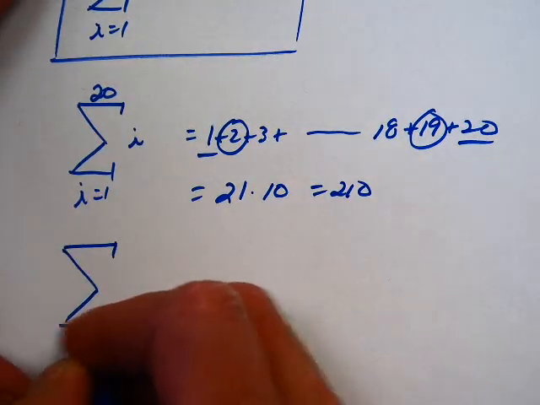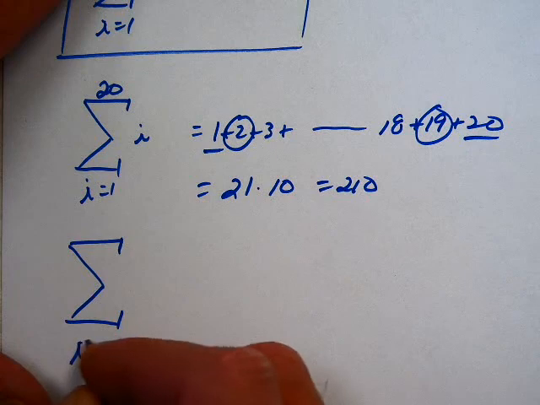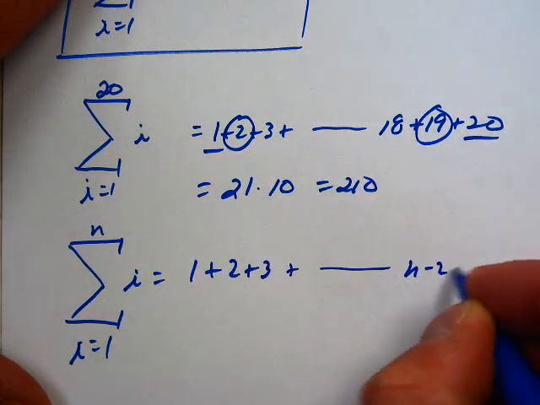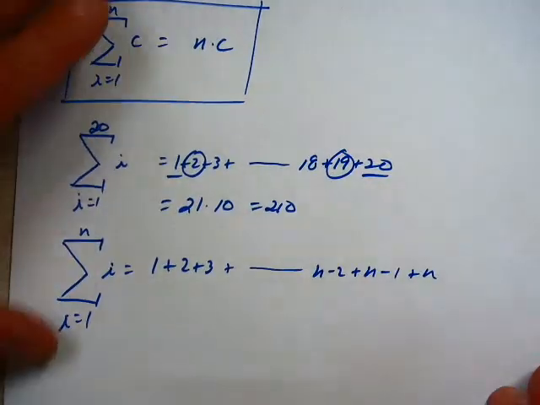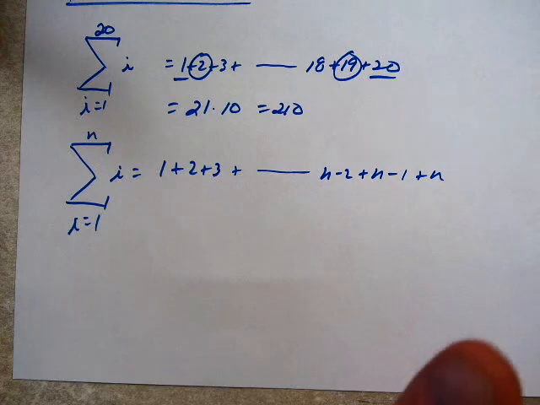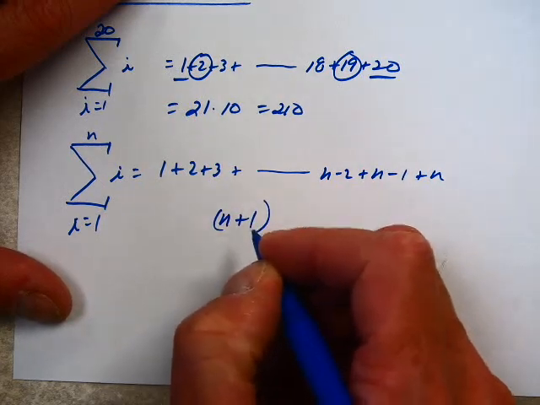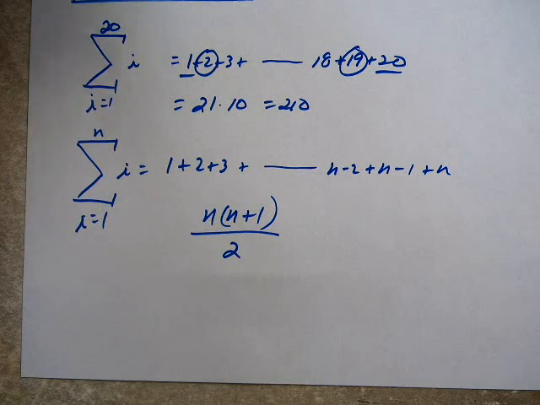So what you're doing is pairing up the first number and the last number, and then taking that times how many pairs you have. So if we go i equals 1 to n of i, it's going to be 1 plus 2 plus 3 plus and so on, n minus 2 plus n minus 1 plus n. What's the sum I'm going to add a bunch of times? n plus 1. n plus 1 how many times? n divided by 2. There's your formula.